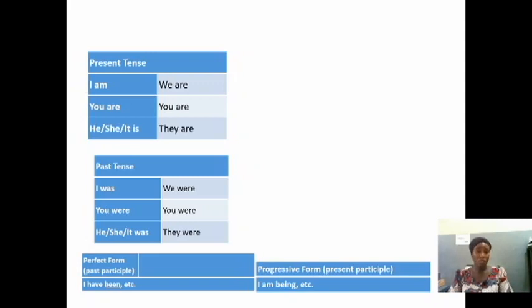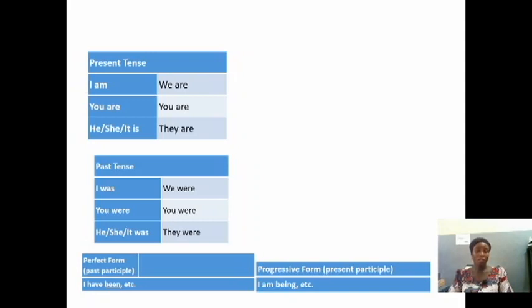Remember the first, I was, is in the singular form. You bring it to the plural form, it becomes we were. And then we have you were in the singular form. It still maintains you were in the plural form. He, she, it was becomes what? They were.